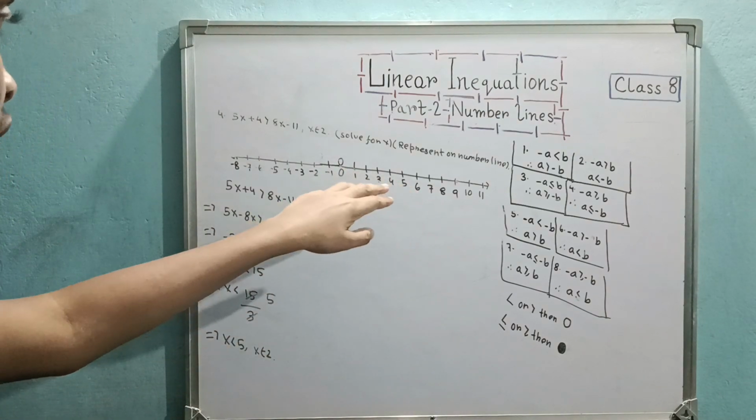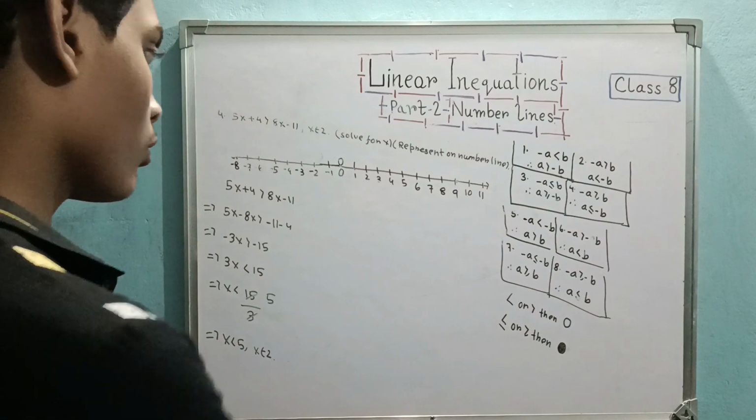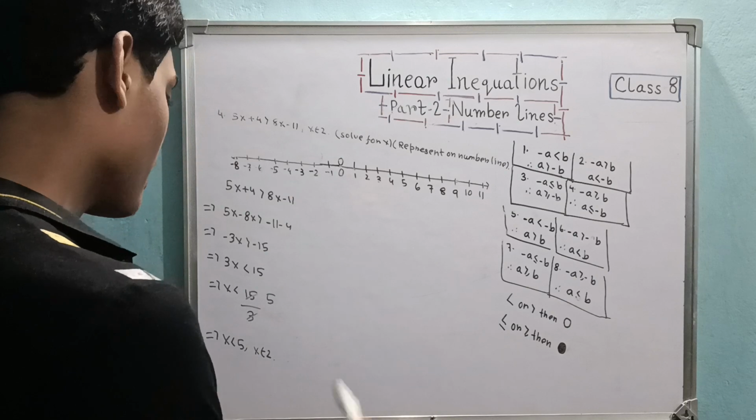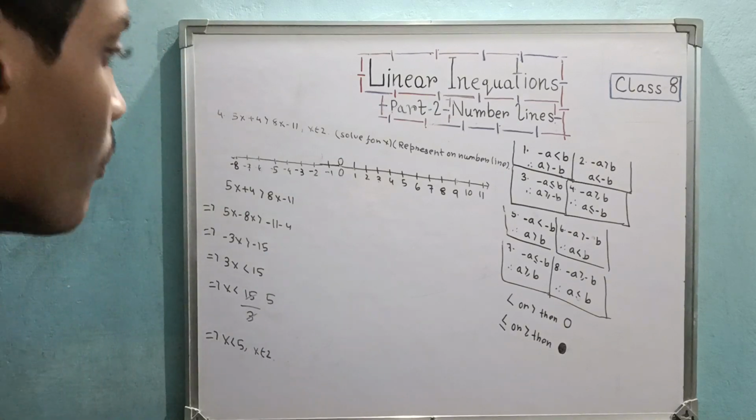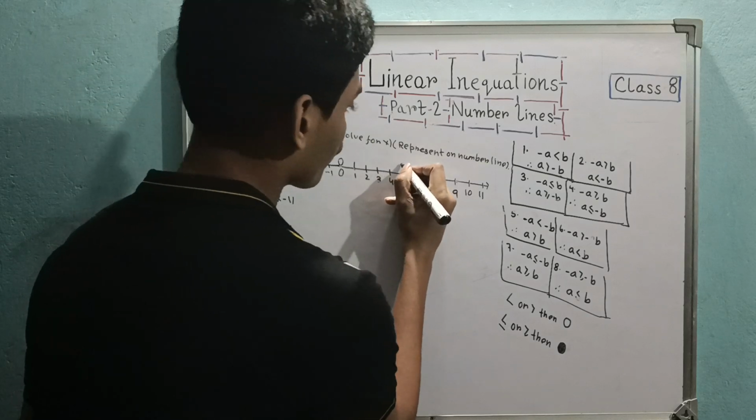In the positive direction, there are 4, 3, 2, 1, 0. But in the negative direction, it keeps going on. First of all, this is an endless set, so you will use these rules. And here the less than sign is there, so put a hollow circle on the given number. 5 is there, so put a hollow circle on 5.